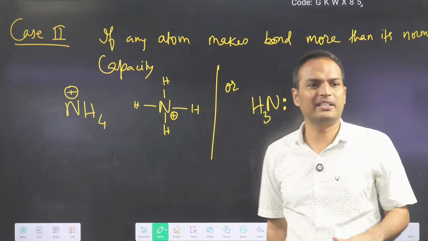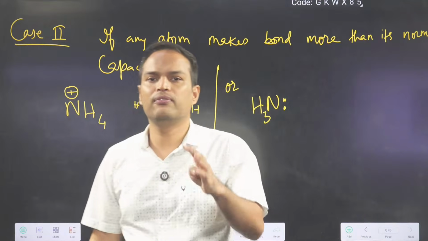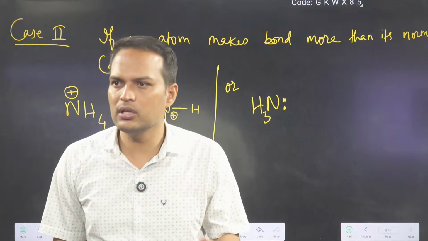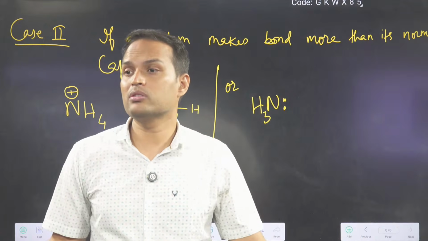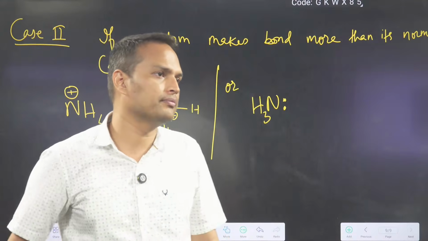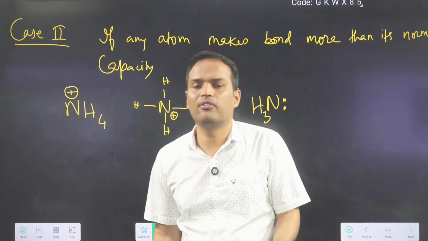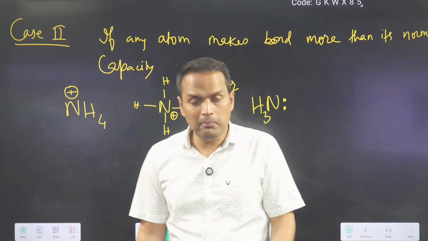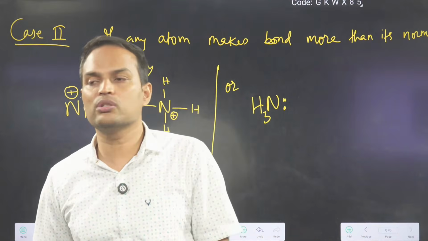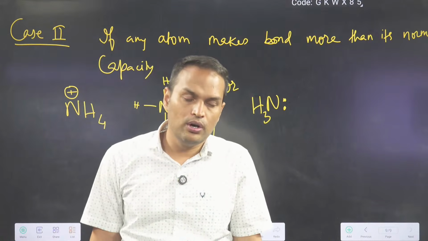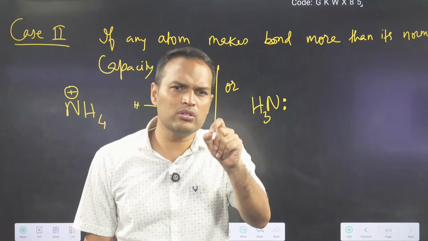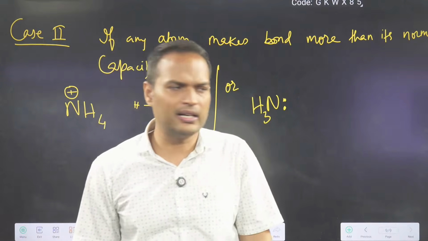Acha, more than its capacity means what? Like nitrogen generally forms 3 bonds. But suppose sometimes it forms 4 bonds. Then the 4th bond is a coordinate bond. Oxygen generally forms 2 bonds. But suppose sometimes it is forming 3 bonds. Then the 3rd bond is what? Coordinate bond. Phosphorus forms 3 bonds, 5 bonds. But suppose sometimes it is making a 6th bond. That is a coordinate bond.